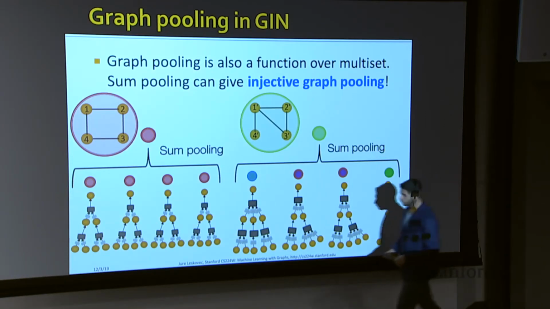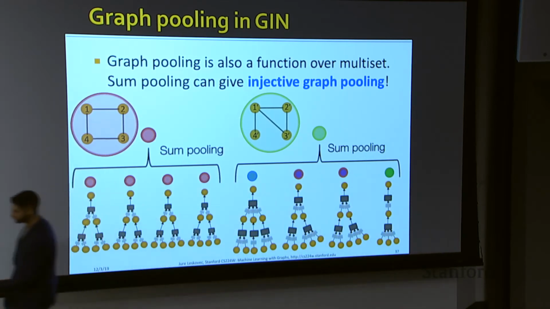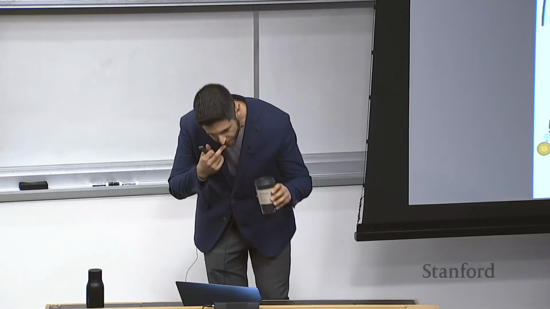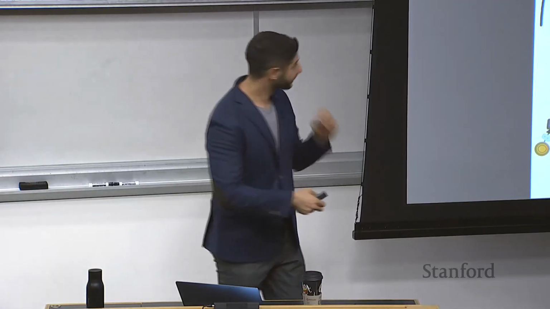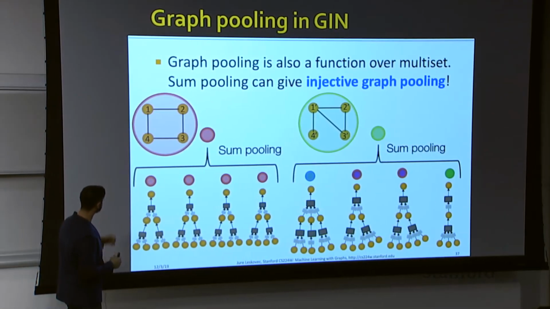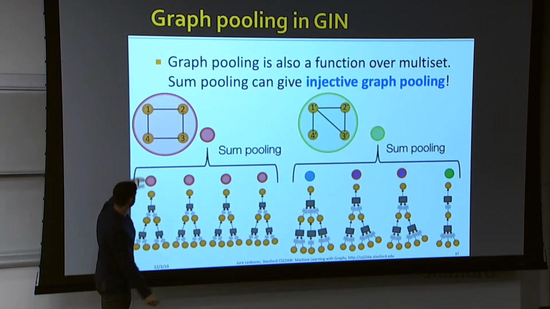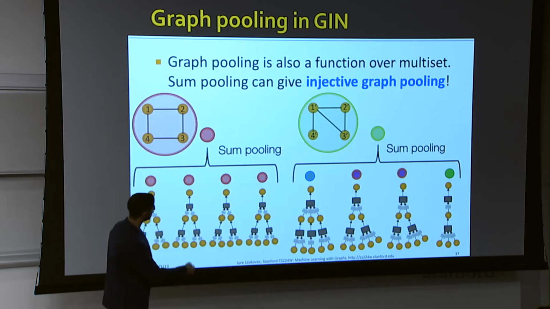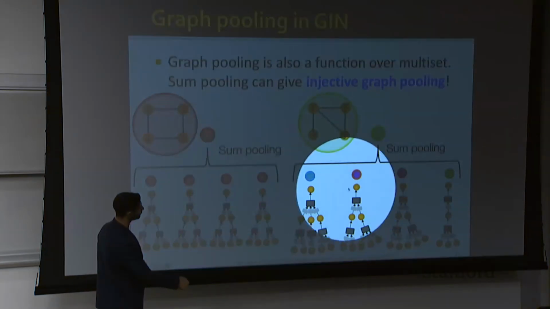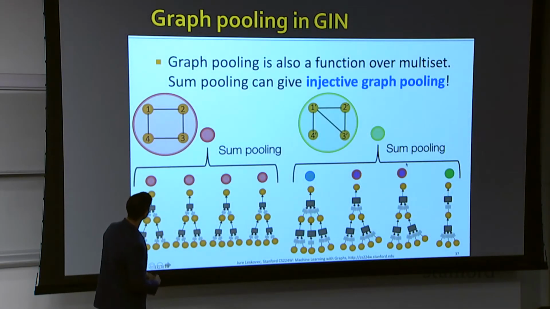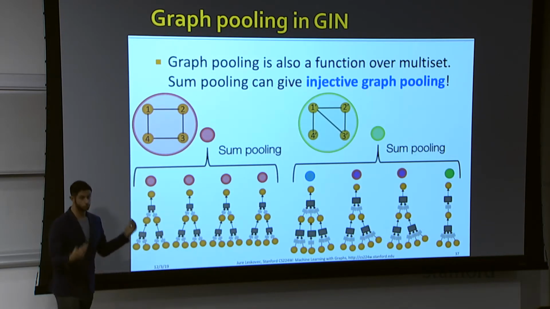So, how do we actually use this now? How do we leverage it? All right. So this is the idea. We're back to the graphs that we were seeing before. We have our red graph where each node is mapping to the same color, and then we have our green graph where we have three different colors. Basically, two nodes are the same, and then we have blue and green, which are distinguished. And our expectation is that the sum pooling will also give us injective graph pooling, all right?